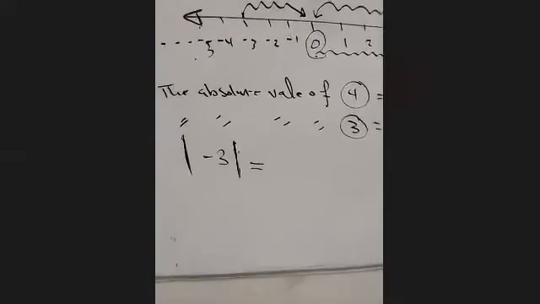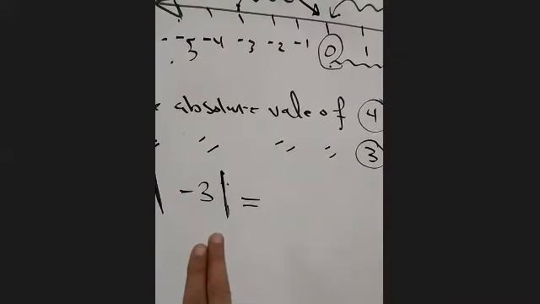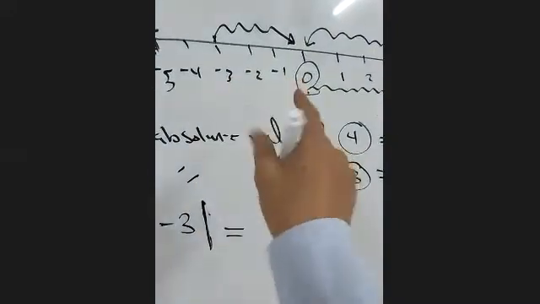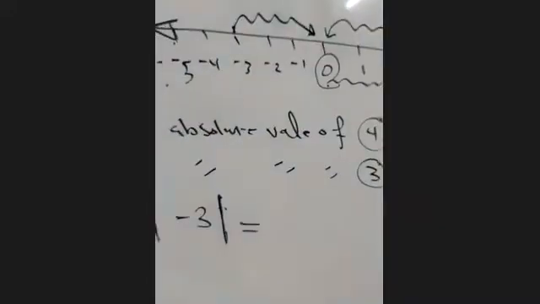I want the absolute value of -3, right? I'm asking you, what is the distance between -3 and 0? Here, what is the distance?